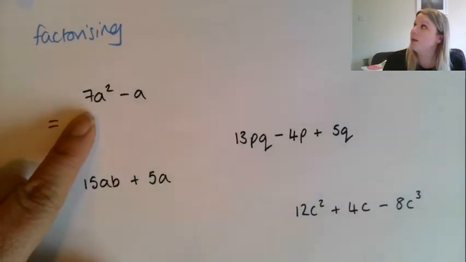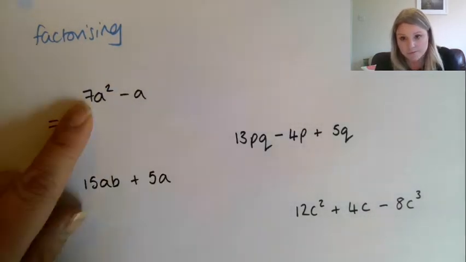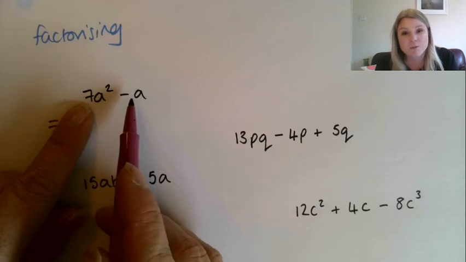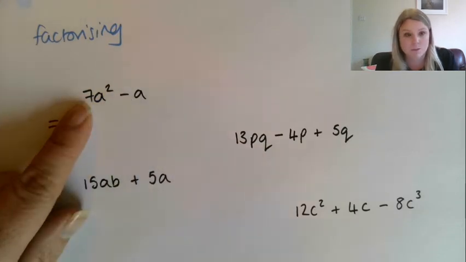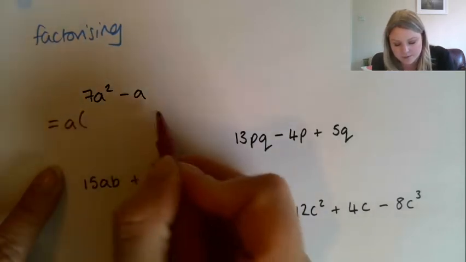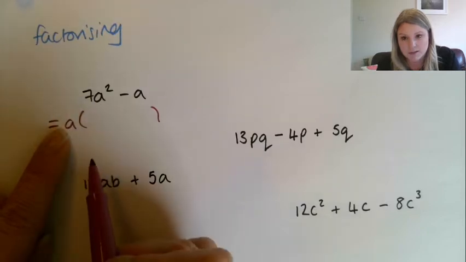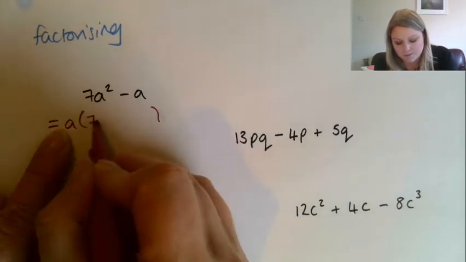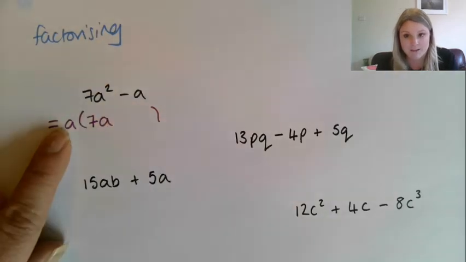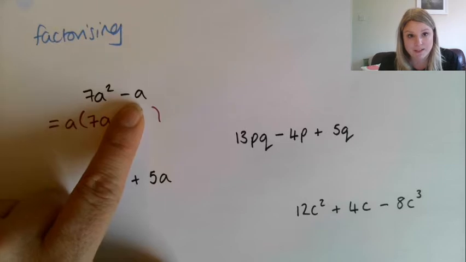So 7a squared minus a. If we look at the numbers, first of all, there's a 7 here, and if there's no number in front of something, it's basically a 1, so this is like minus 1a. So 7a squared minus a, number-wise, there's nothing we can bring out. The only thing that is common to both of these terms is a. So the way I do it is I look and see, right, what do I have to multiply a by to give me 7a squared? So I'm going to multiply by 7, and a is going to have to be multiplied by a to give me that a squared. a has to be multiplied by what to give me minus a? Minus 1.